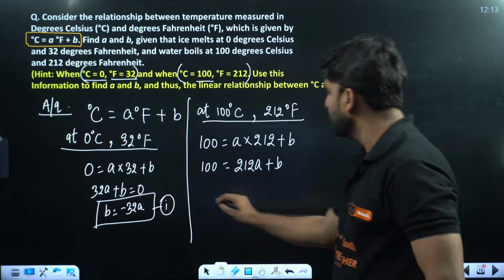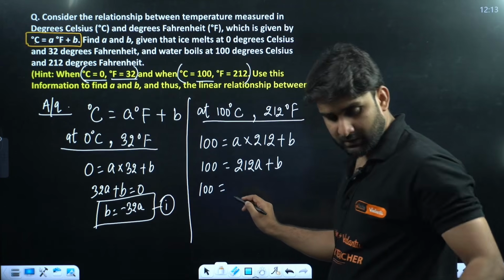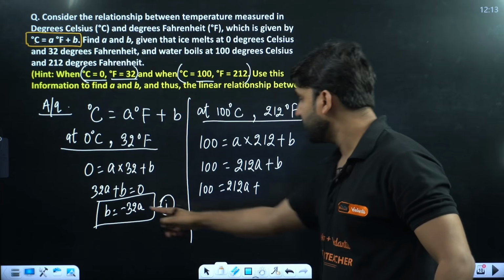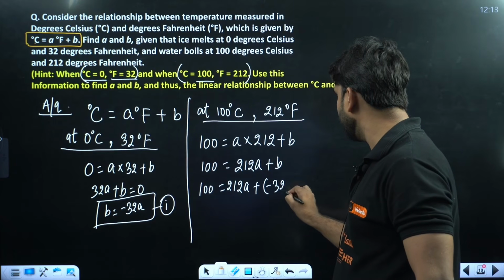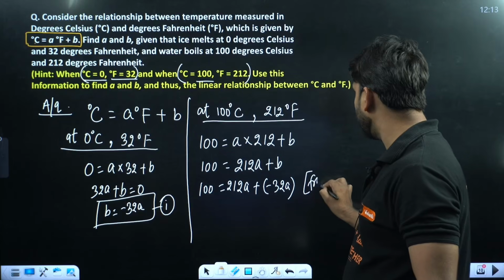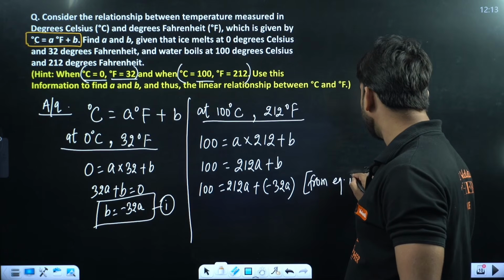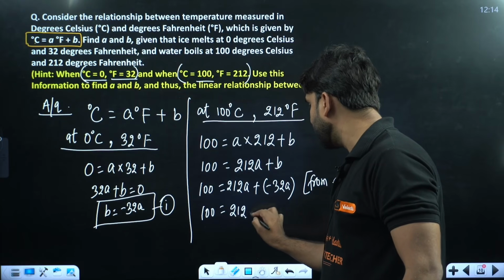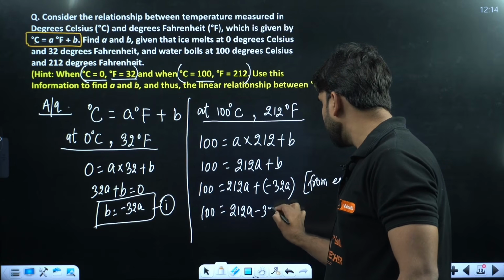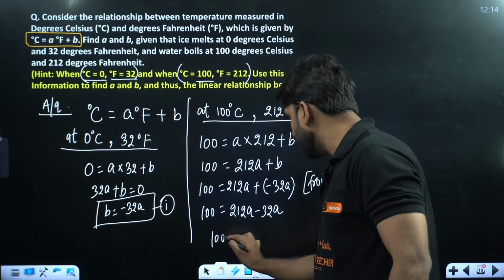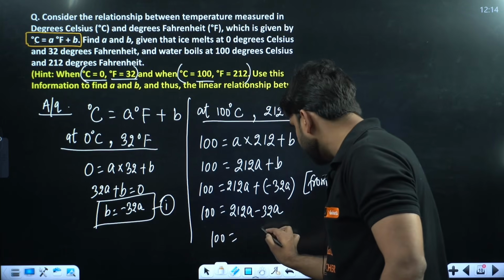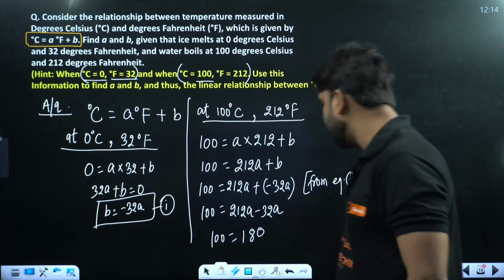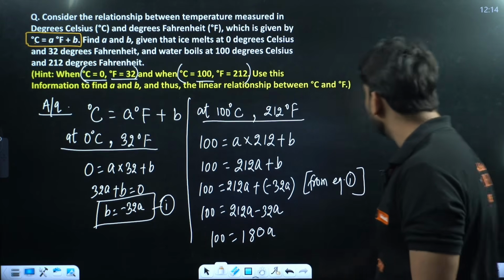We can put equation 1 here. So 100 is equal to 212A plus, in place of B, minus 32A will come, and we can mention here from equation number 1. Let's solve this. So 100 is equal to 212A minus 32A. So 100 will be equal to, can we please subtract? This will become 180A, right?